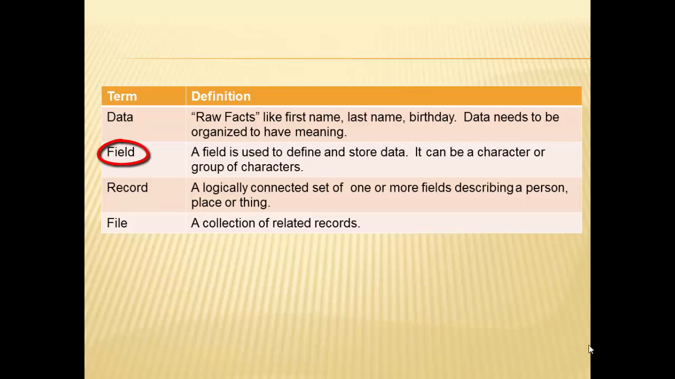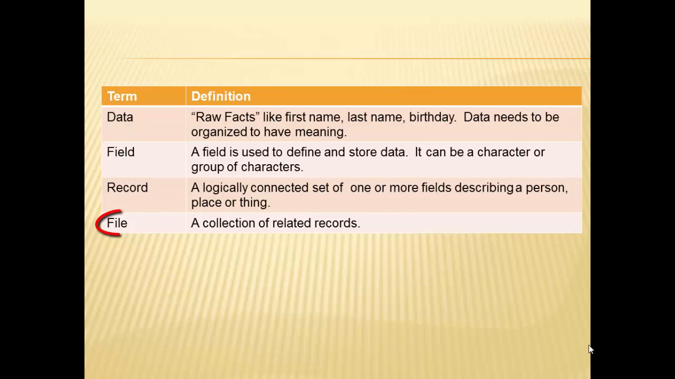What is a field? A field in a database is used to define and store data. It can be text or numbers. It has a name and a value. What is a record? A record is a collection of fields describing a person, place, or thing. It's similar to a row in a spreadsheet.